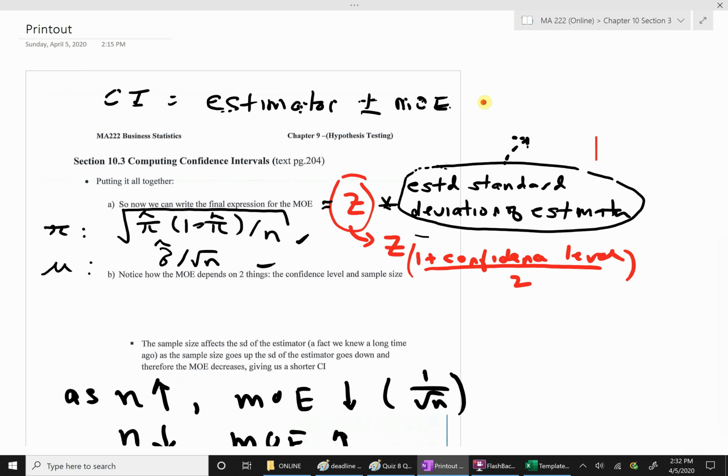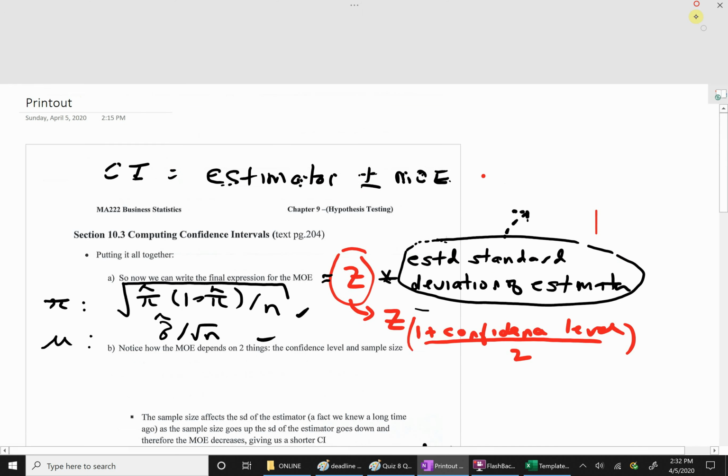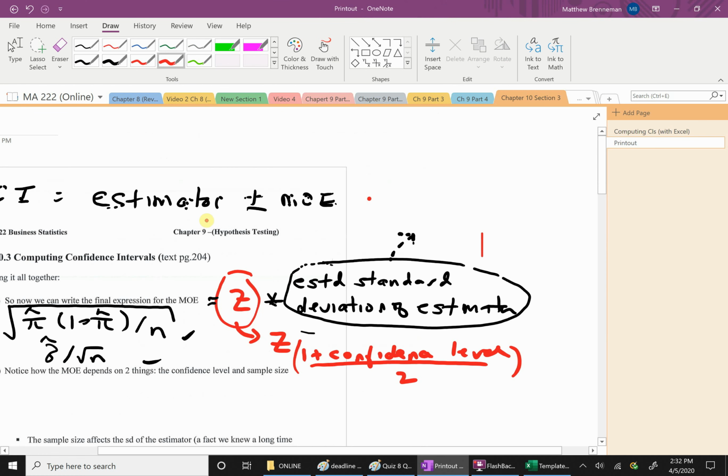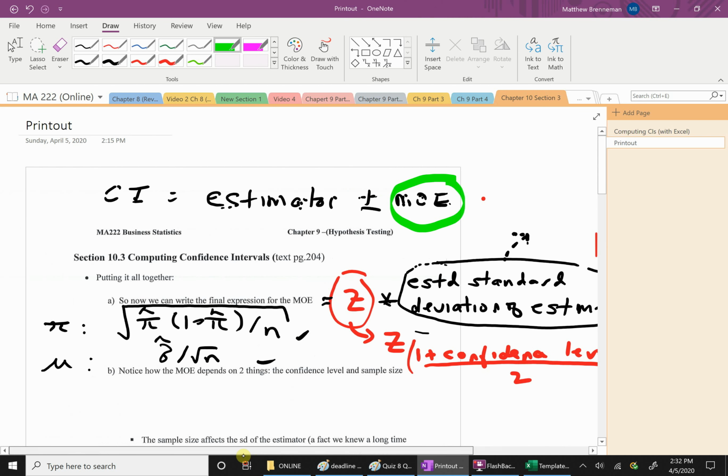So I want to start off with the basic equation for the confidence interval. Confidence interval is equal to our estimator plus or minus the margin of error. And the big problem really is computing the margin of error. Okay, so for example, the estimator we get from the sample, so there's really not a lot to do there, right? So the margin of error is where all the real work is involved.